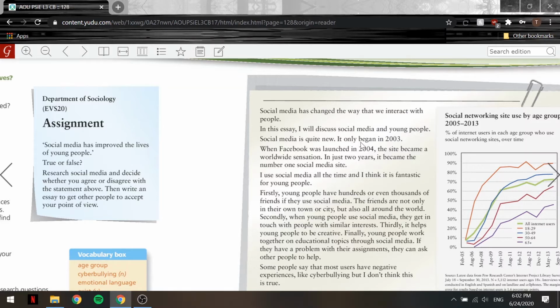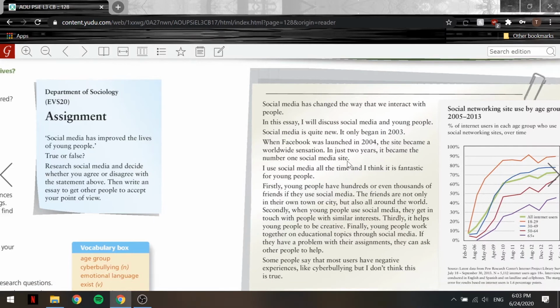We have more problems. "It only began in 2003. When Facebook was launched in 2004, the site became a worldwide sensation. In just 2 years, it became the number one social media site." So how do you know this, right? You gotta give evidence. Are you sure? Who says it? You gotta give evidence to what you're saying, especially since you want to persuade us to change our point of view. As someone that maybe doesn't like social media, you gotta give evidence as to why Facebook became a worldwide sensation. I know it's famous, but in just 2 years, you gotta give me evidence. You gotta give me facts and not just something that you made up.